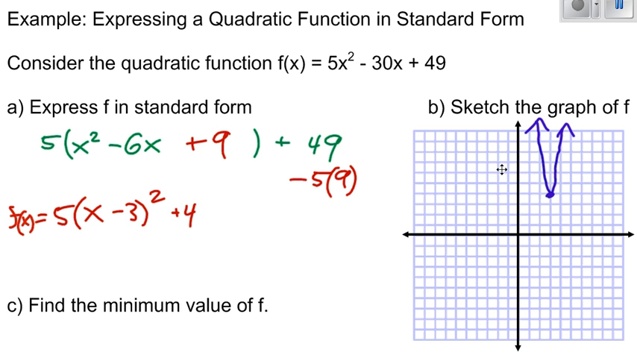So the minimum value would be here at the vertex, because a was positive, it's opening up. So the minimum value is the vertex, which is (3, 4). So the actual minimum value is 4. And you could write the minimum value is f of 3 equals 4.